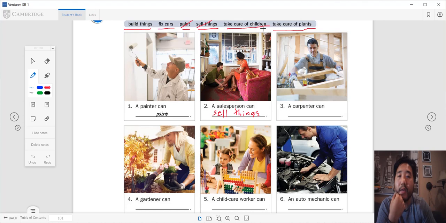So it's not take care of children. It's not take care of plants. It's build things right here. So a carpenter can build things. Build.